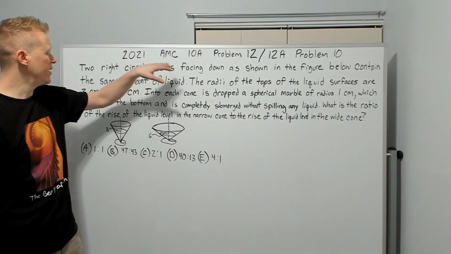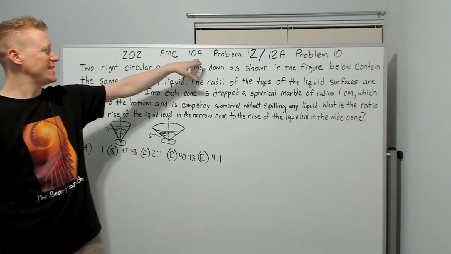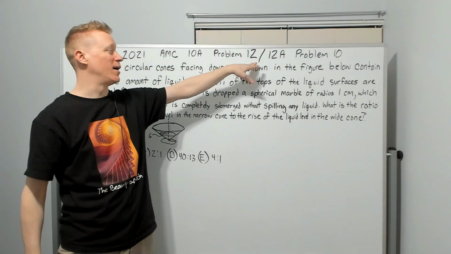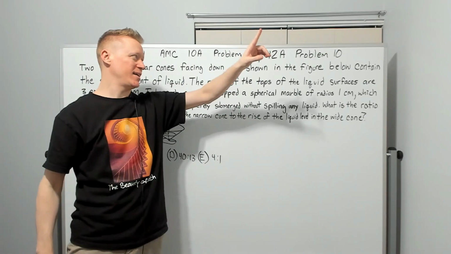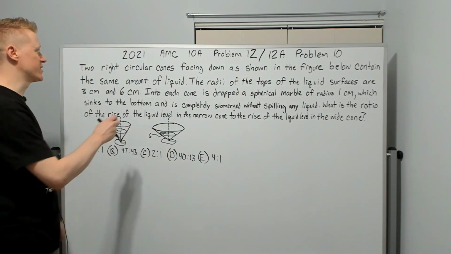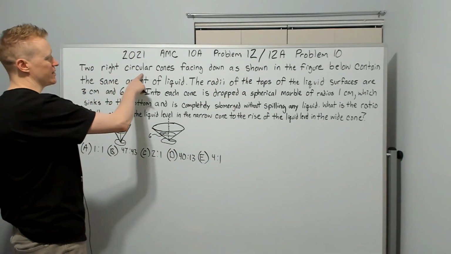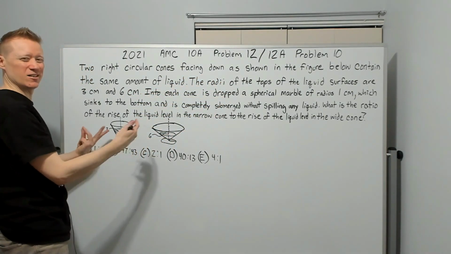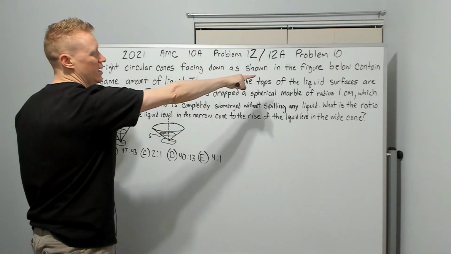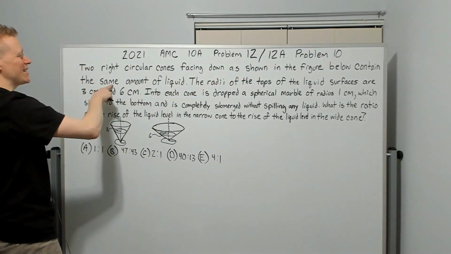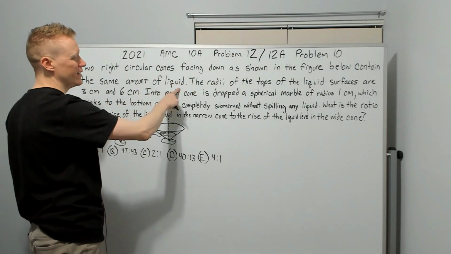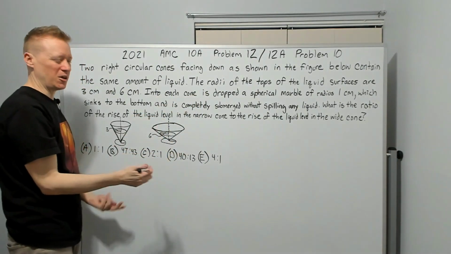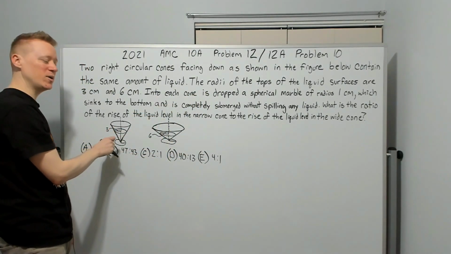All right, so here we are in the 2021 AMC 10A. It's problem 12. If you're on the 12A, it's the last problem of your rapid fire set. Two right circular cones facing down as shown in the figure, sorry about the drawing skills, below contain the same amount of liquid. Okay, so in other words, the volume of the liquid in each cone, if you will, is equal.